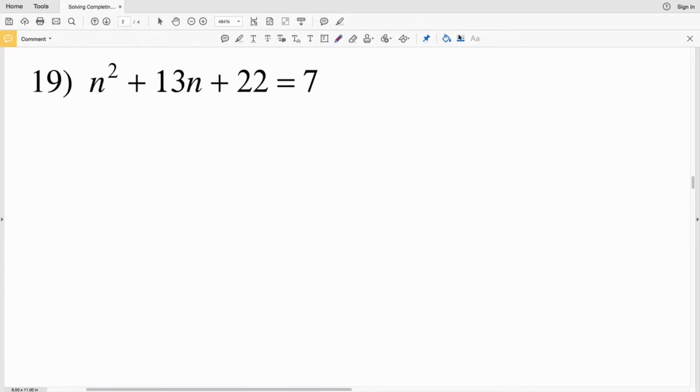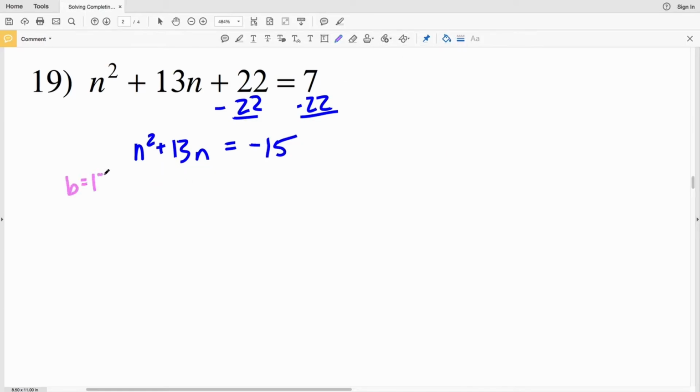In number 19, my a value is a +1, so I'm not going to need to divide. However, I need to move this constant of 22 to the other side of the equation, and I'll do so by subtracting 22. So I'll have n squared plus 13n equal to 7 minus 22, which is a -15. Now I'll complete the square on my left-hand side.